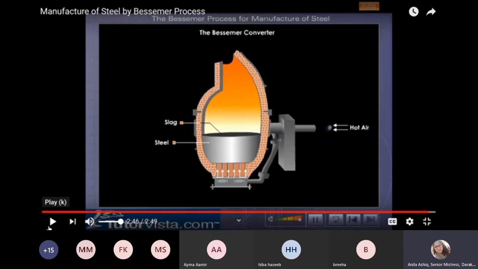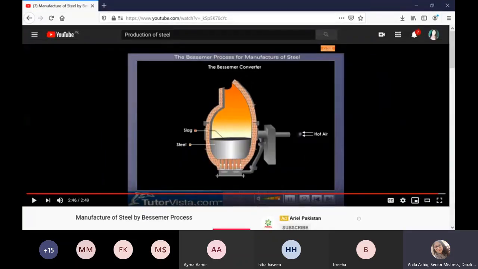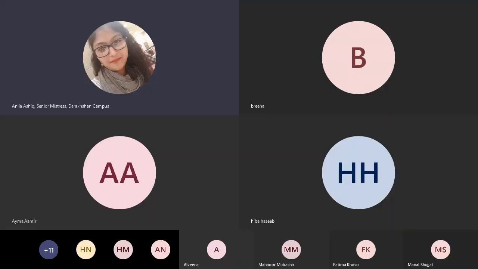That's it. In the Bessemer converter, first of all, by burning or by making the oxides, the impurities have been removed. And then the components have been added to convert this iron into steel. And this is called making alloys. And why do we go for alloys? Because that's how we can increase the strength of a metal and we can use it for different purposes.